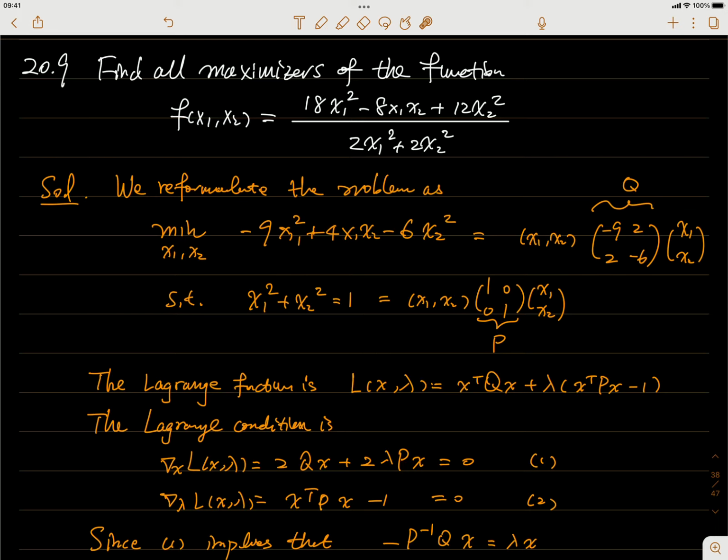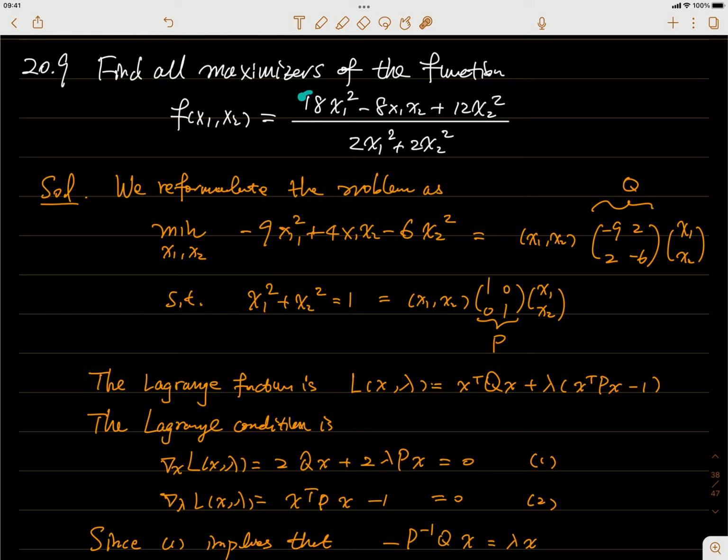Problem 20.9. So we want to find all the maximizers of the function of this form, this ratio here. We have seen this question in class. The idea is that we convert this into a constrained optimization problem, derive the Lagrange condition, and then solve for that optimal point.